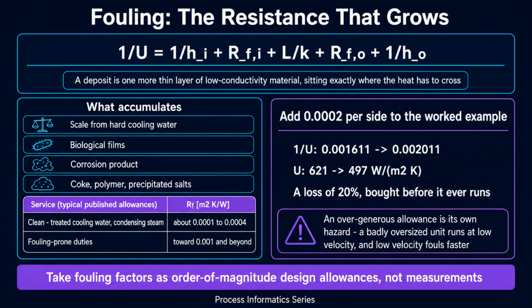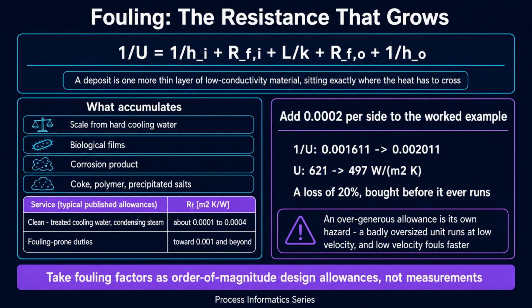Typical published allowances run about 0.0001 to 0.0004 for clean services such as treated cooling water or condensing steam, and rise towards 0.001 and beyond for fouling-prone duties. Take them as order of magnitude design allowances, not measurements.